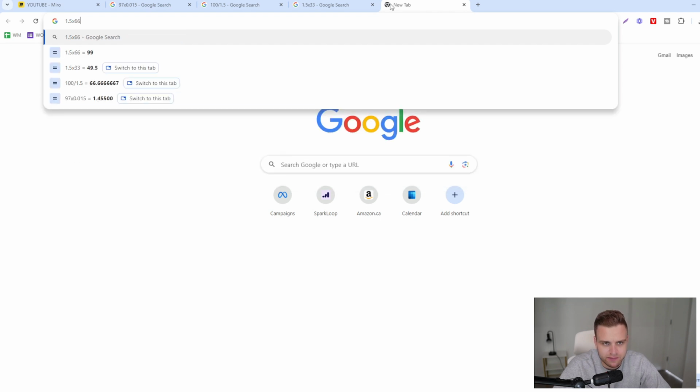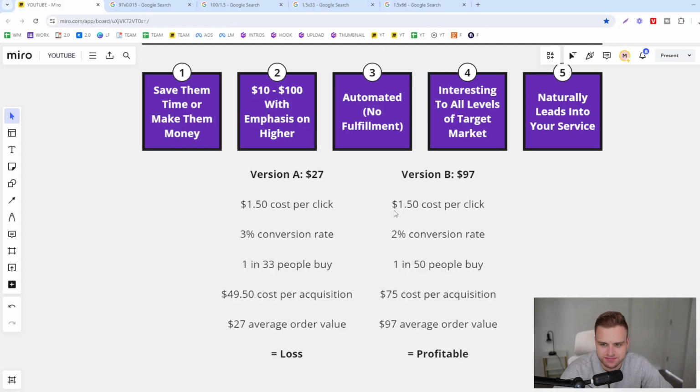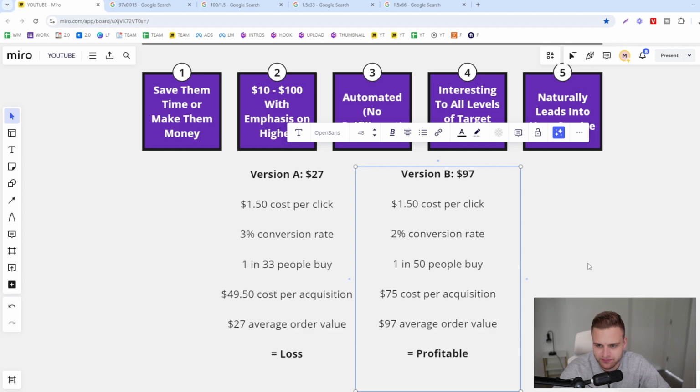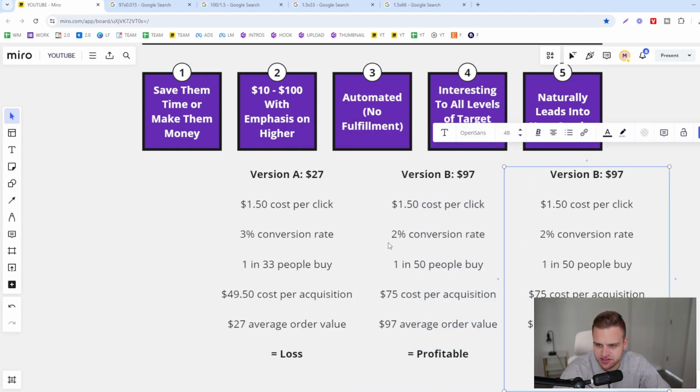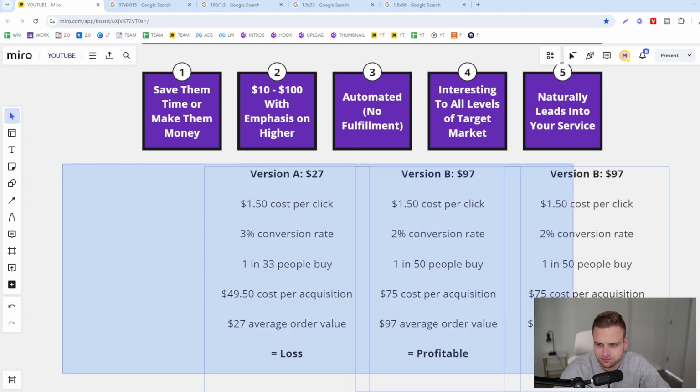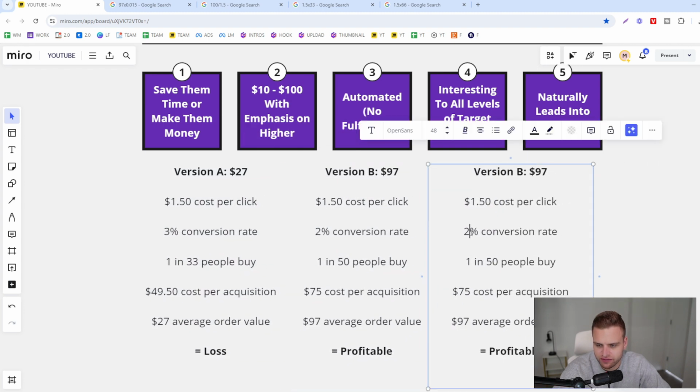Even if we had a 1.5% conversion rate here, let's just do version C so we can keep it on the screen. Let's say 1.5%, which is 1 in every 66 people buying. So that is 1 in 66 times 1.5. That's a $99 customer acquisition cost. This is good enough really, where you're losing a couple bucks per order, you could stomach that because you're going to get a certain percentage of the clients.